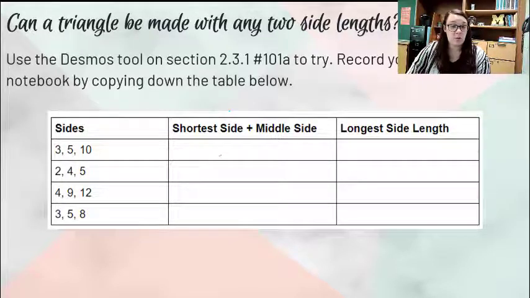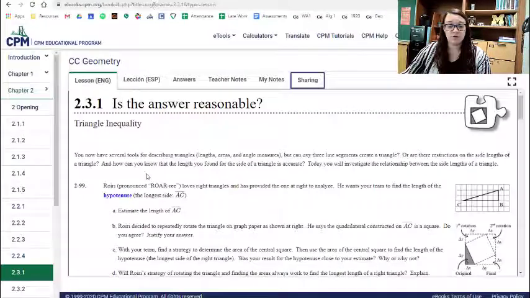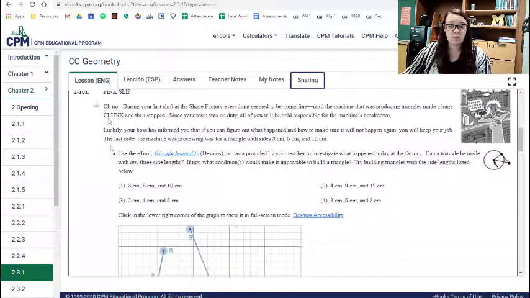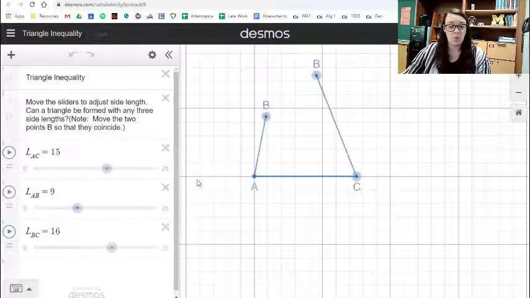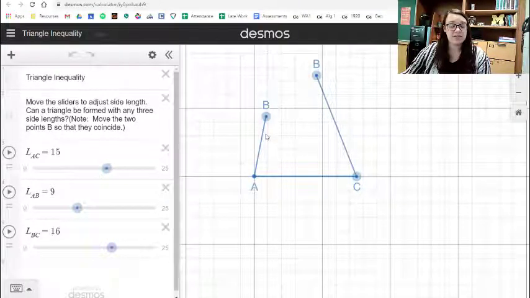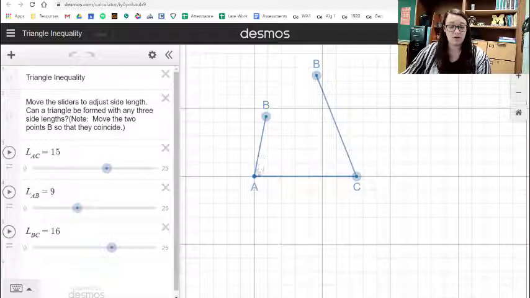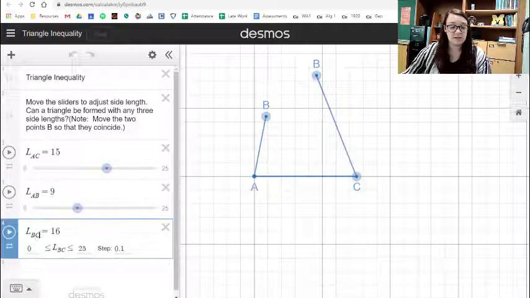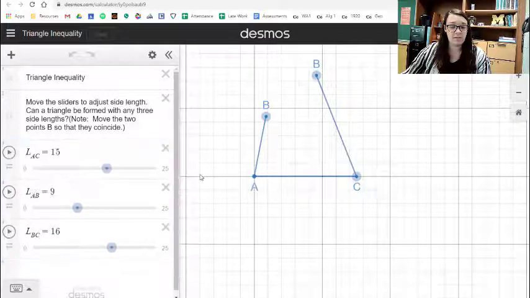I'm going to do the first one with you. Let me first find that part in our textbook. It's section 231, 101A. So I've got section 231, and I'm going to go down to 101A. Here is the E-tool. When I open this, I see three different sliders where I can change the length of different sides of a triangle. Notice I've got side AB is here, BC is here, and AC is here.